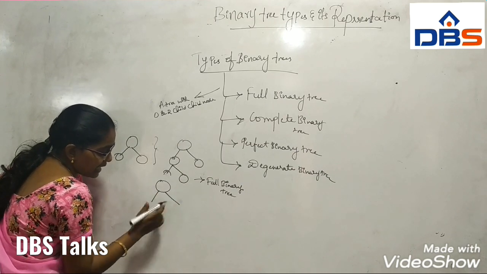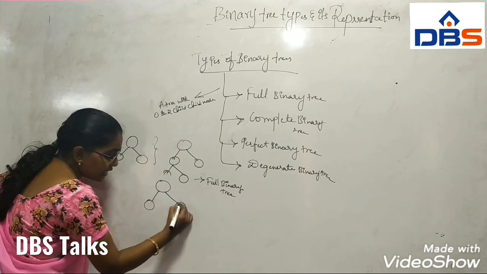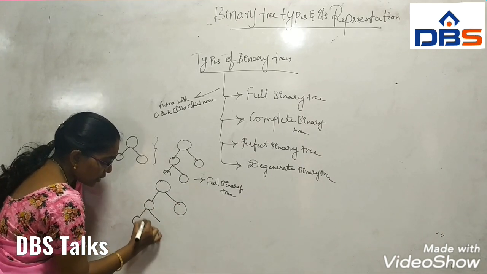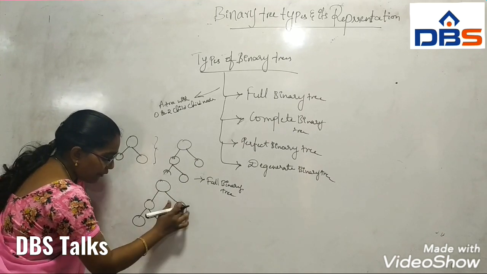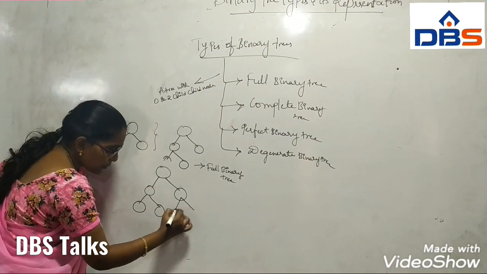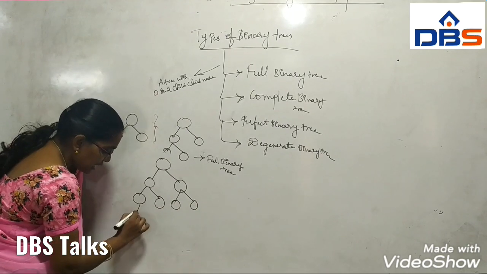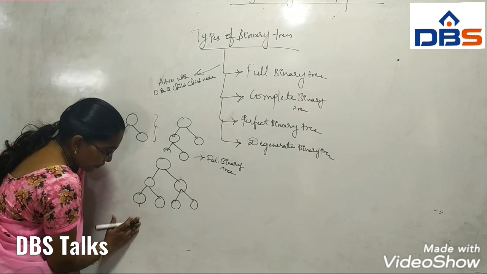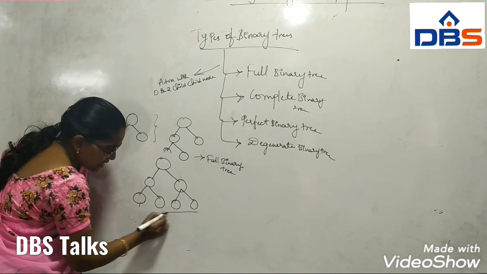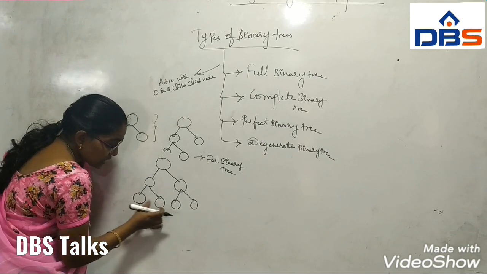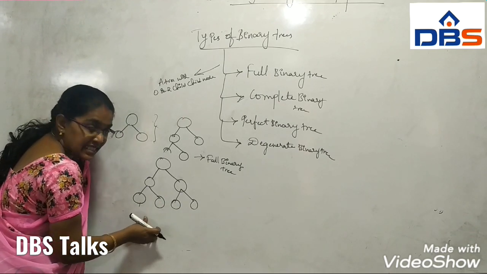Let us take the example. Each internal node must be filled with 2 child nodes. This is an internal node. It is having 2 child nodes. It is also an internal node. It is having 2 child nodes. This one is also an internal node. These are the leaf nodes. What is a leaf node? A node which does not have any child, we can say it as a leaf node.